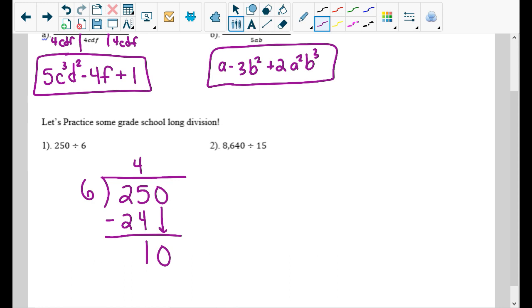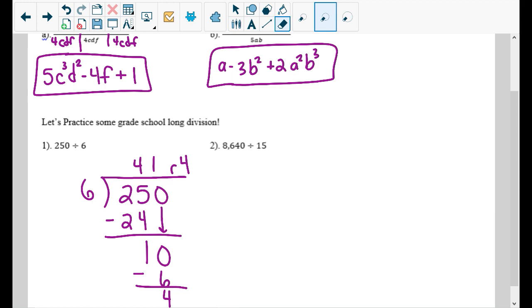So 6 now into 10 goes 1 time. 1 times 6 is 6. And then again we subtract. 10 minus 6, 4. And so we have this remainder. A lot of times before it used to be like, oh, I'll just put this little R4 here, 41 remainder 4. Well, yes, you did do that, but we're not going to do that.